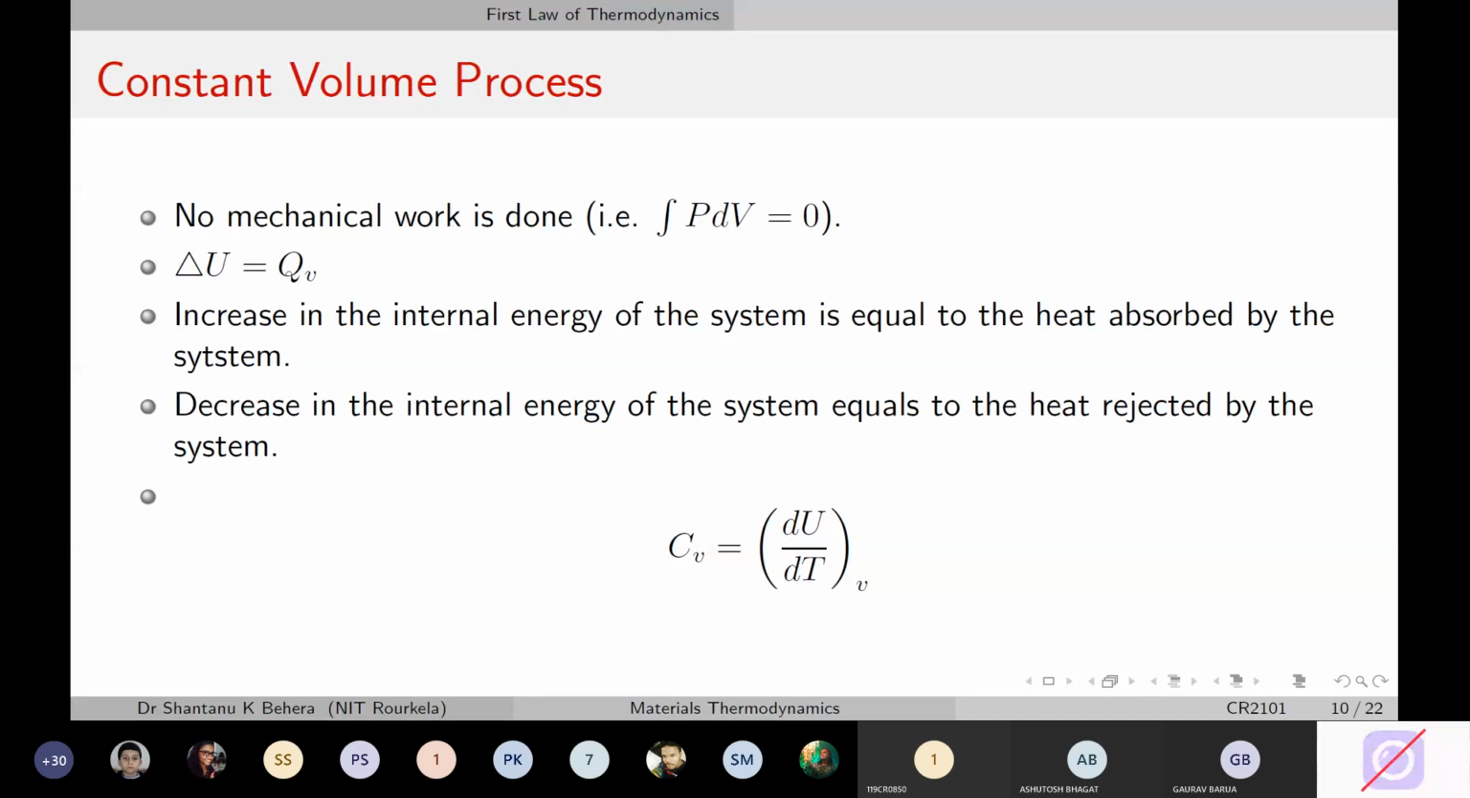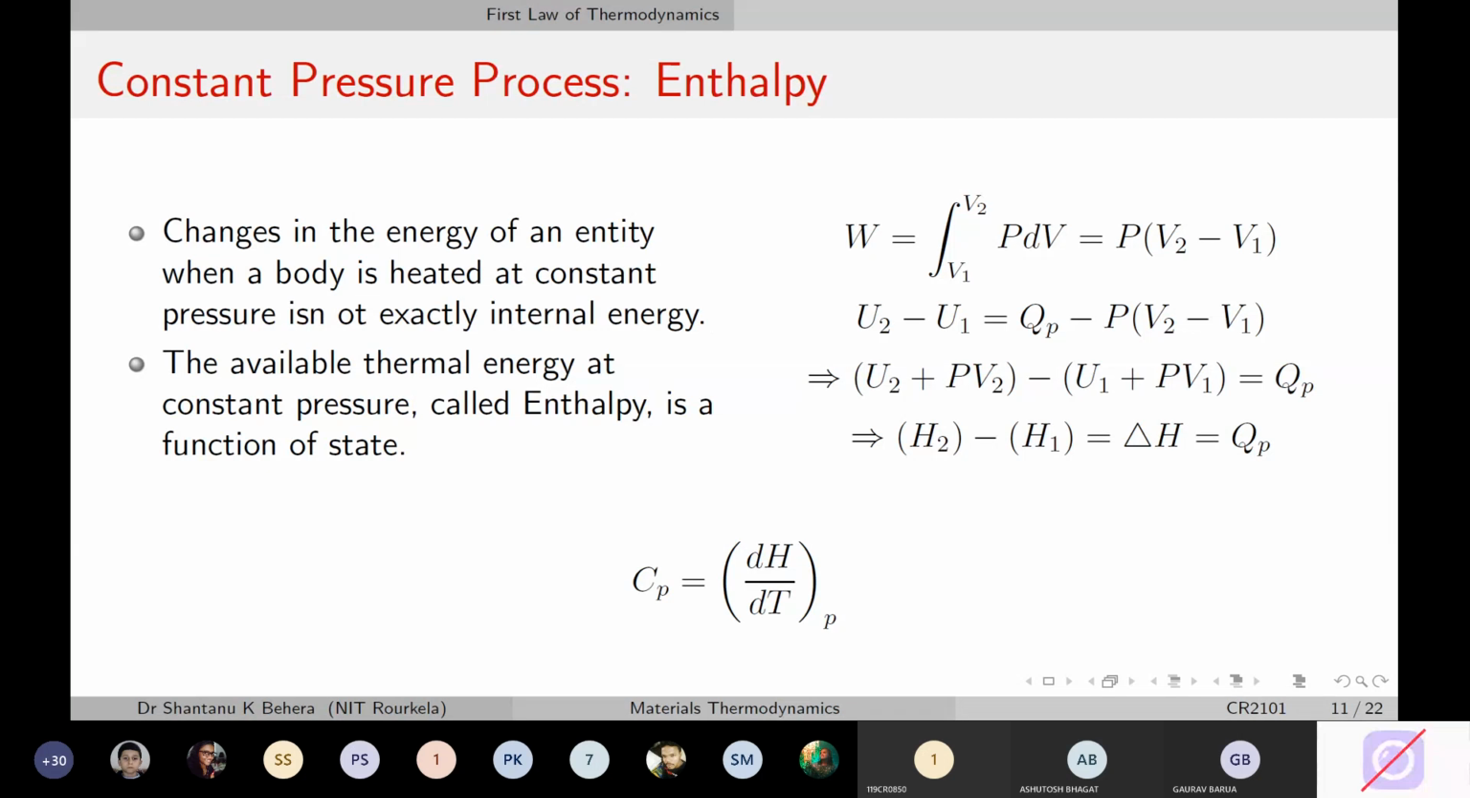Likewise, you have a constant pressure process. And in this constant pressure process, we are defining another heat term, which is called enthalpy. The change in the energy of a body when it is heated at constant pressure isn't exactly internal energy. That has to include the pressure volume work as well. That quantity is called enthalpy.